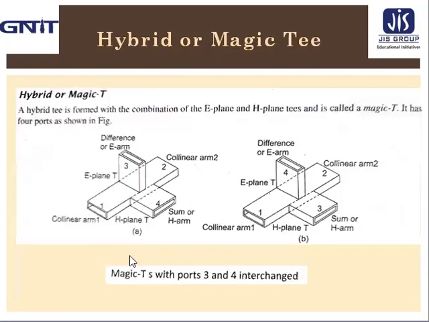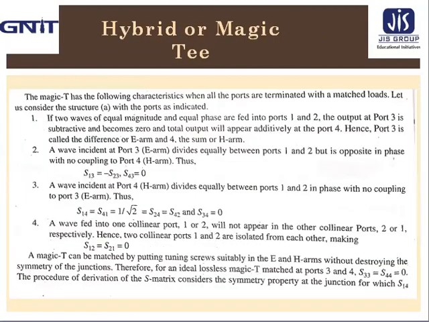Now a magic T can be matched by putting tuning screws suitably in the E and H arm without destroying the symmetry of the junction. Therefore, for an ideal lossless magic T which is matched at port 3 and 4, S33 equal to S44 equal to 0.